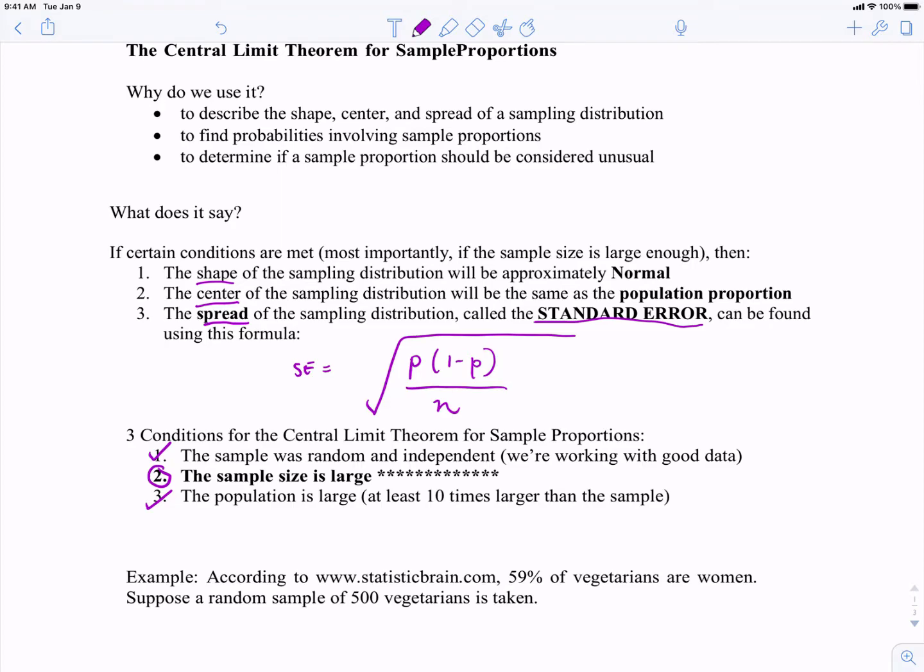And the way you show that the sample was large enough is showing that n times p and n times 1 minus p are both greater than or equal to 10. If these conditions are satisfied, then you can use the central limit theorem to do these three types of problems. So let me do an example of one of each kind.